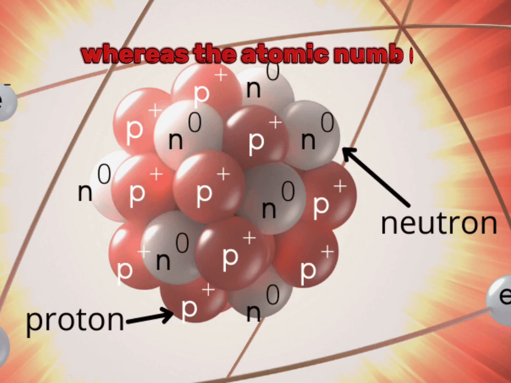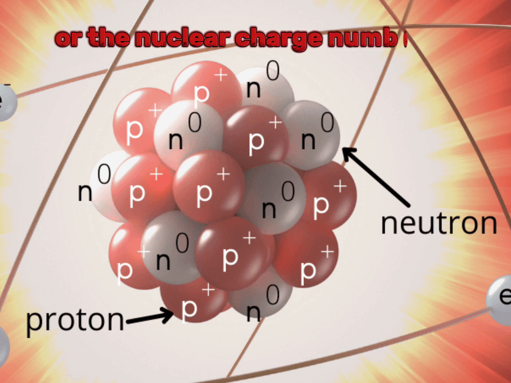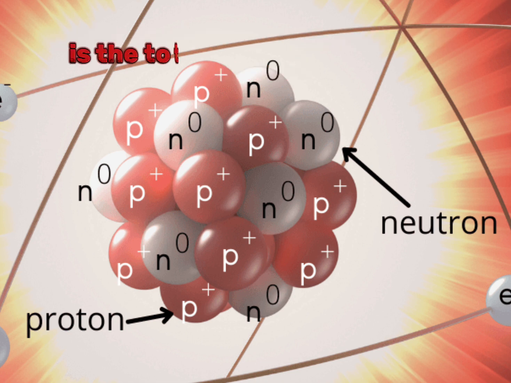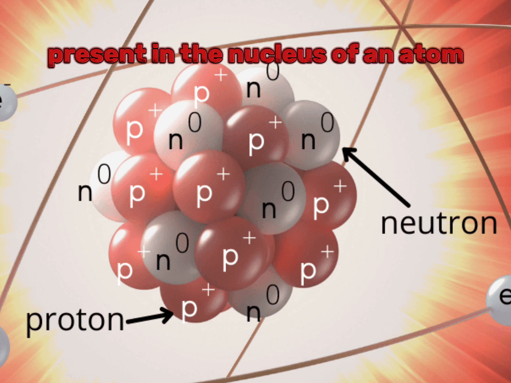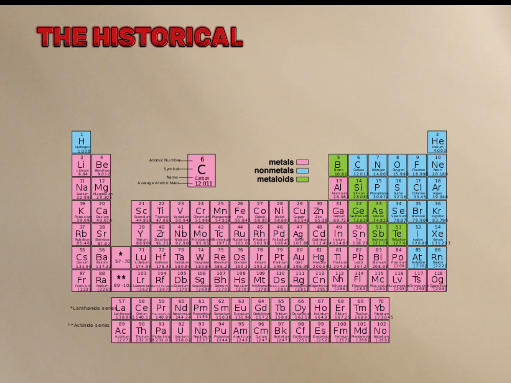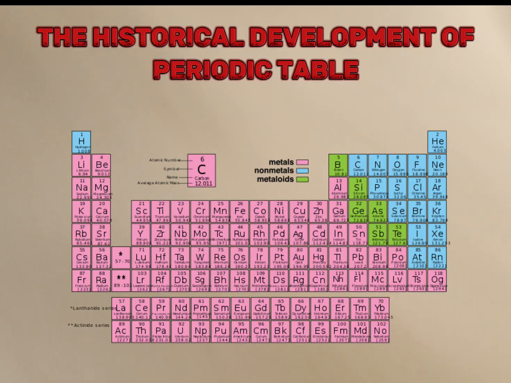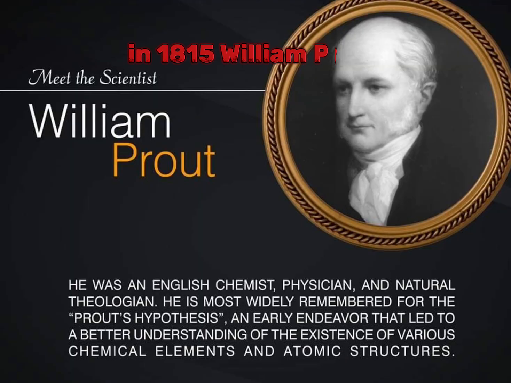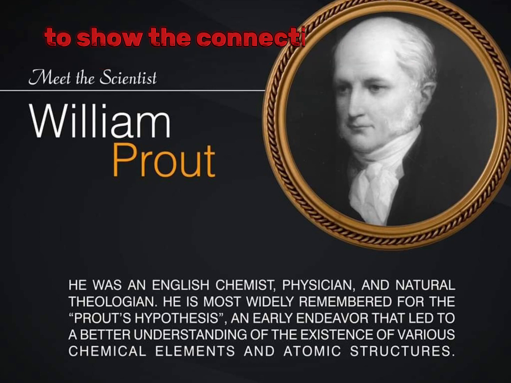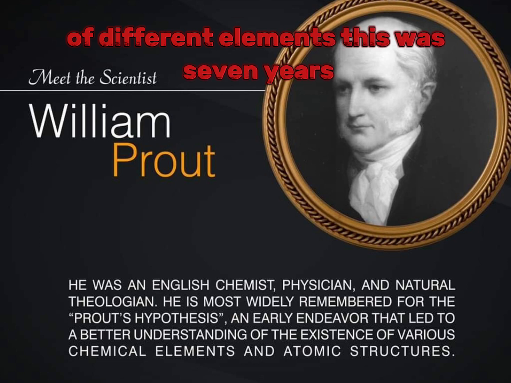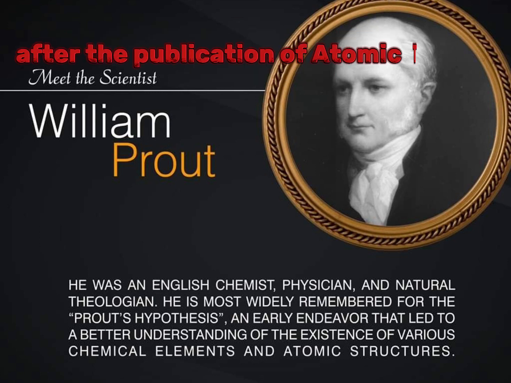Whereas the atomic number or the nuclear charge number of an element is the total number of protons present in the nucleus of an atom. Let us try to know the historical development of the periodic table. In 1815, William Prout, an English chemist and a biochemist, made the earliest attempt to show the connections between atoms of different elements. This was 7 years after the publication of atomic theory.